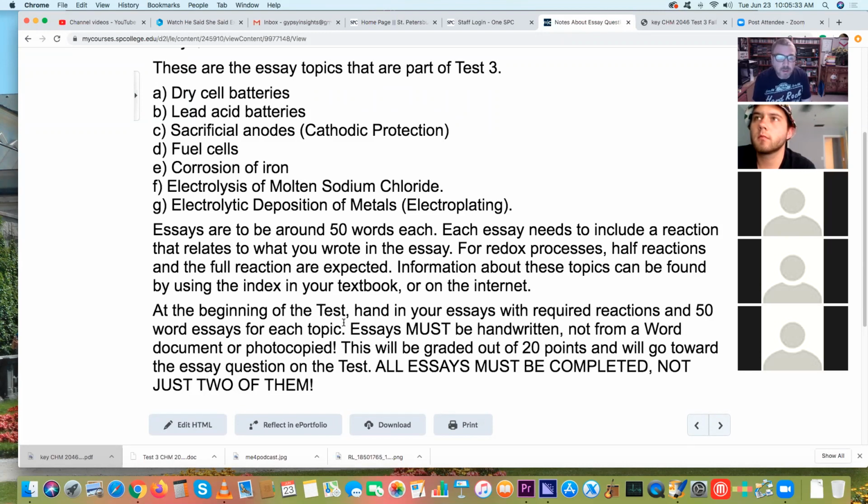Okay. But the thing is, there's a lot of latitude here. As long as you can write about anything, as long as it relates to the specific process you choose. You could talk about uses. You could talk about the reaction itself. You could talk about how a dry cell battery is made, or anything like that. As long as it relates to those reactions, I'll be happy with that. Remember, the whole point is for me to know that you've looked at it. You've learned something from it. That's all.